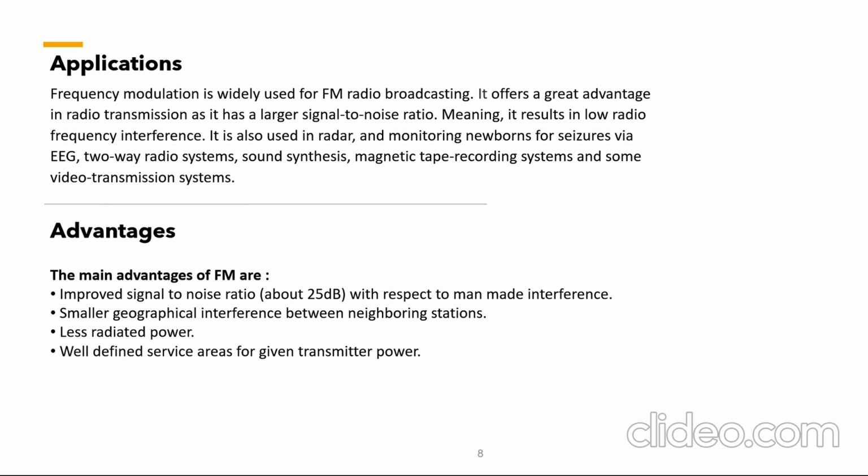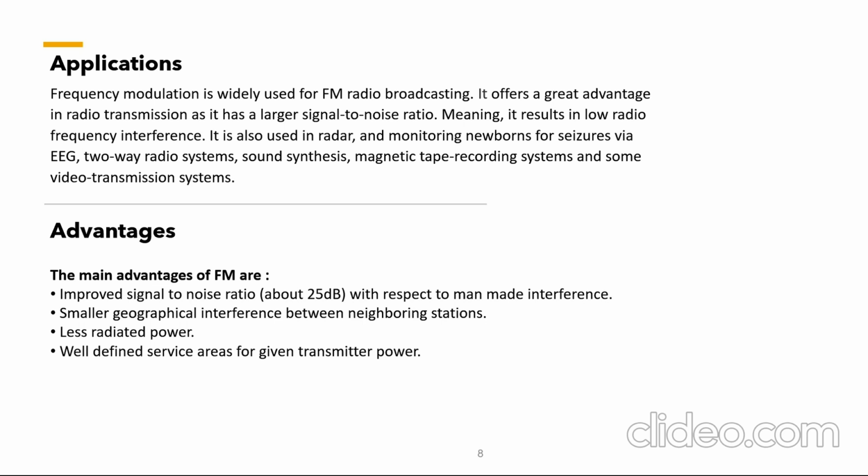The applications of frequency modulation: frequency modulation is widely used for FM radio broadcasting. It offers a great advantage in radio transmission as it has a large signal to noise ratio, meaning it results in low radio frequency interference.